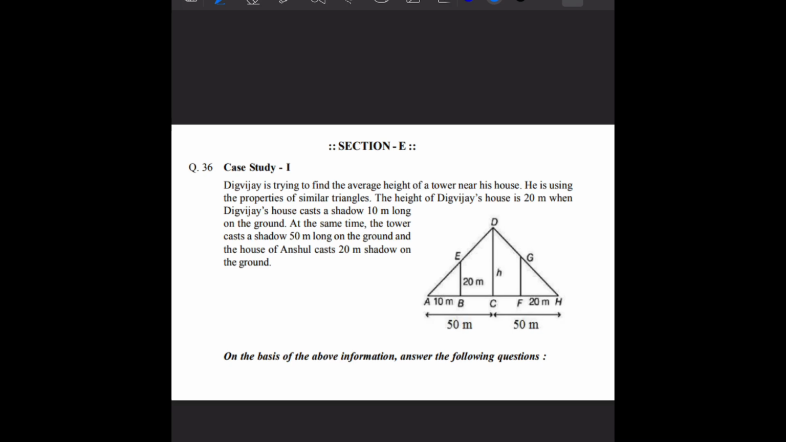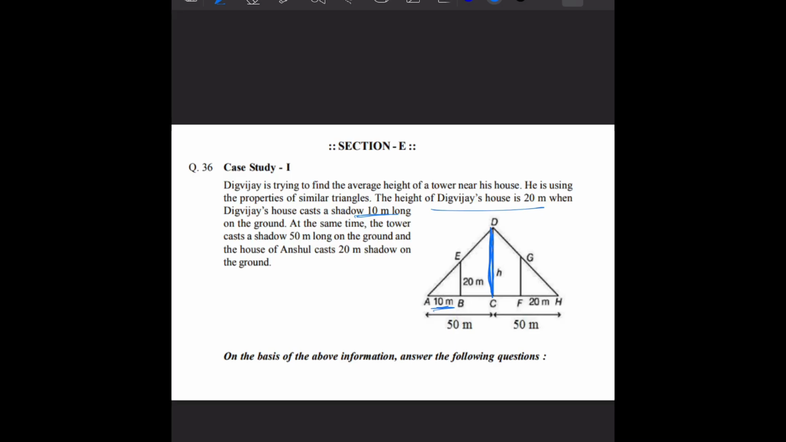20 meter. Digvijay's house is 20 meter. This is Digvijay's house. How much is the shadow? 10 meter along the ground. This is the shadow, right? Similarly, at the same time, the tower casts a shadow of 50 meter. This is a tower of height h. It casts a shadow on the ground.